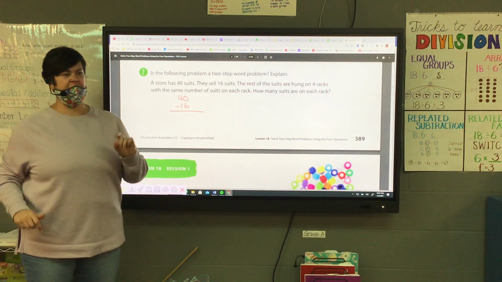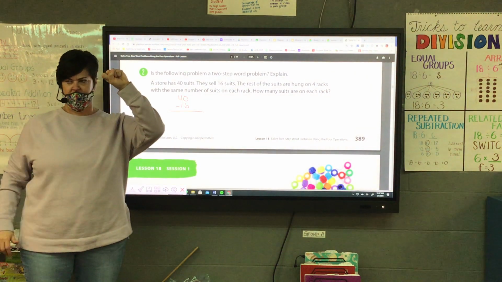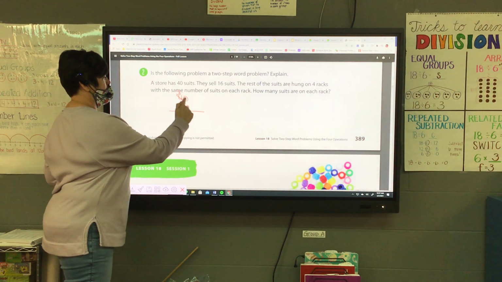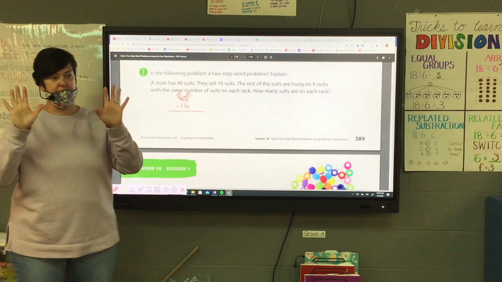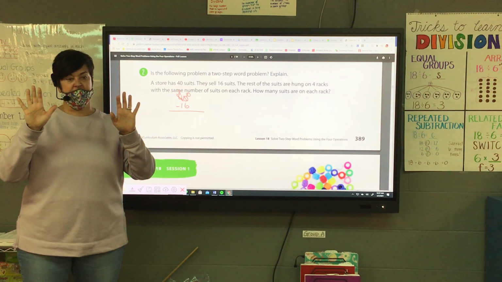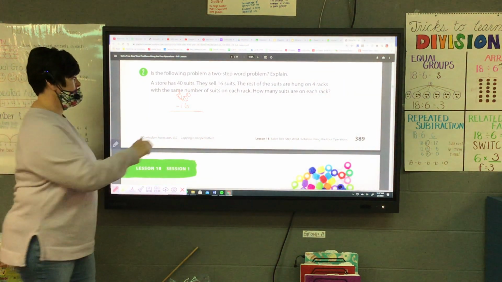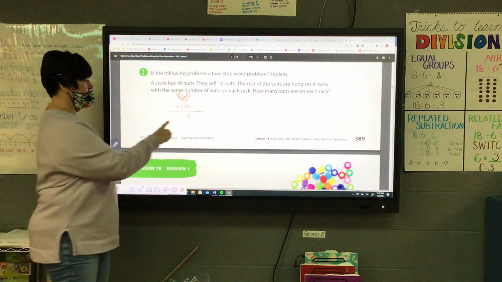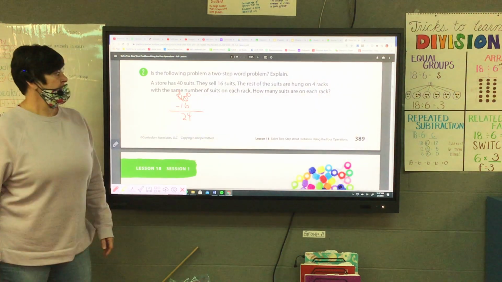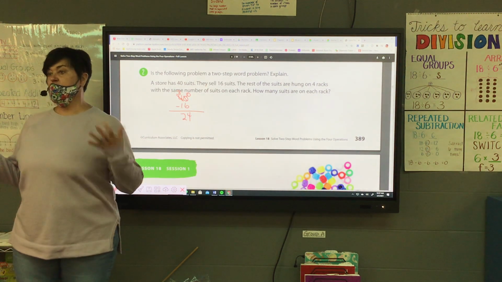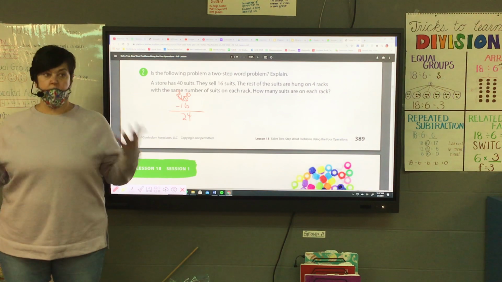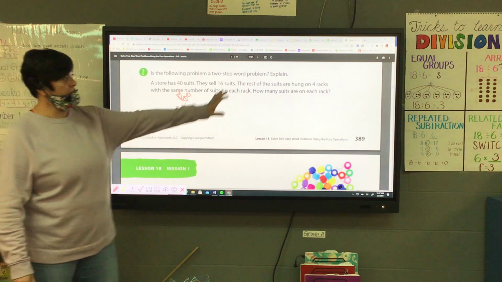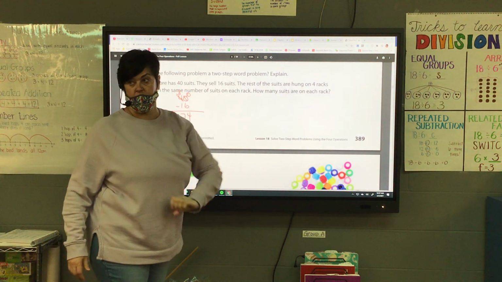Do I have to regroup, or can I take 6 away from nothing? You have to regroup. So that leaves me with 3 there, and now I have 10 there. If I have 10 and I take 6 away, I'm left with 4. 3, take 1 away, I have 2. Okay, so there's how many suits left? 24.